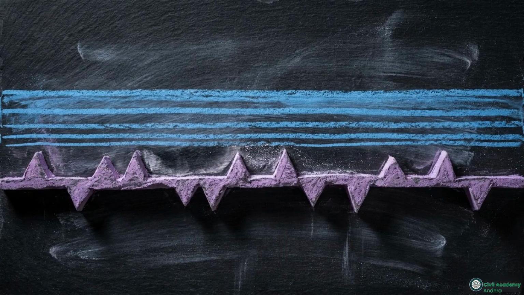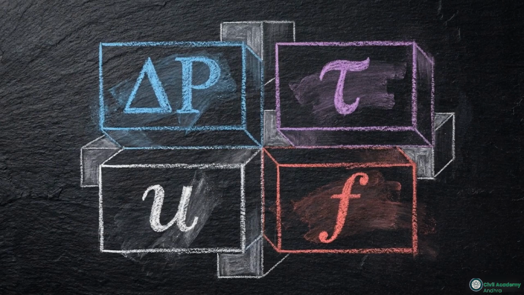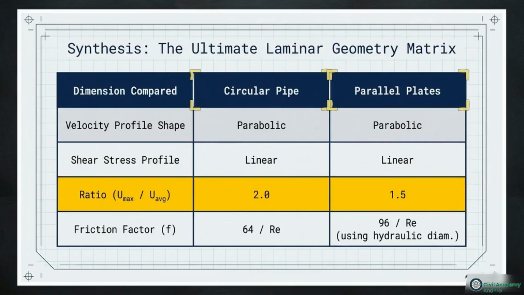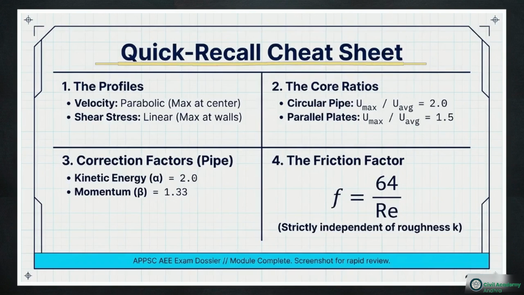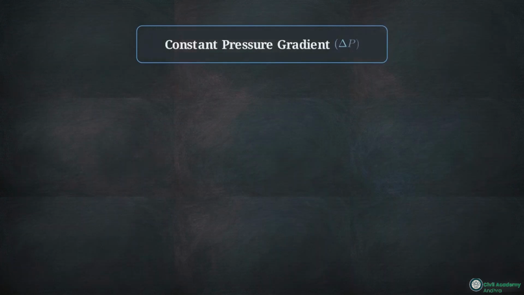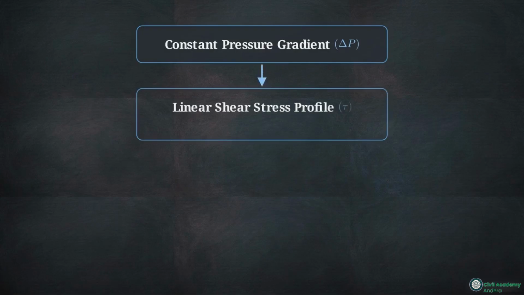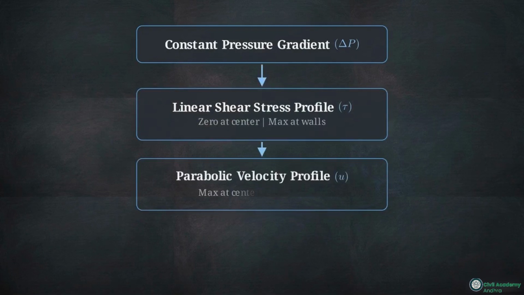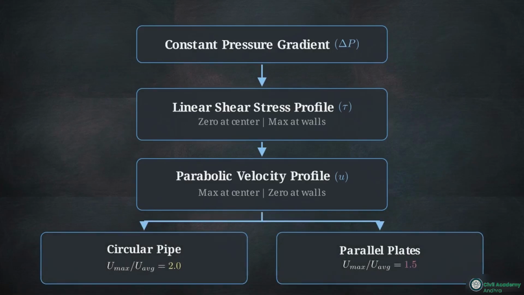We can now view the entire laminar framework as a cohesive, interconnected system. This matrix compares the circular pipe and parallel plates side by side, tracking how the profile shapes remain constant while the ratios and friction factors shift. This cheat sheet isolates the core values you need to pull quickly under exam conditions. Recalling these facts relies on tracking the causal cascade. Constant pressure drops create linear shear, which inevitably yields the parabolic velocity and its rigid geometric ratios.